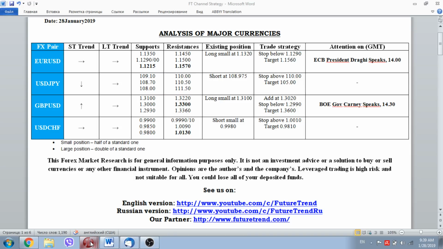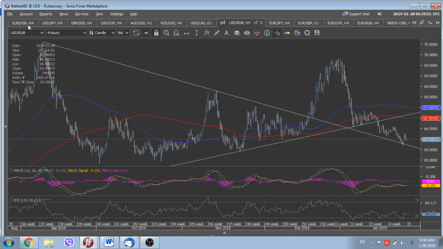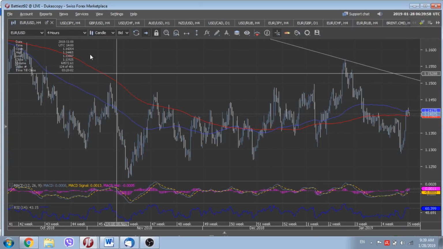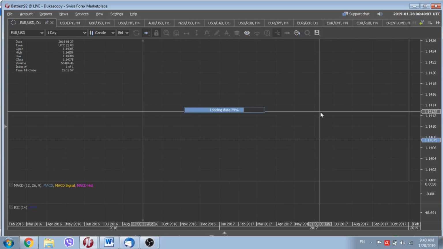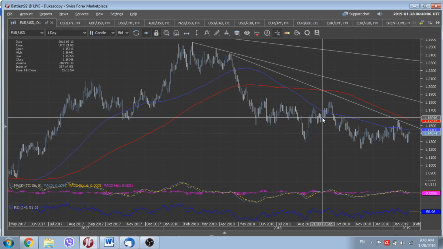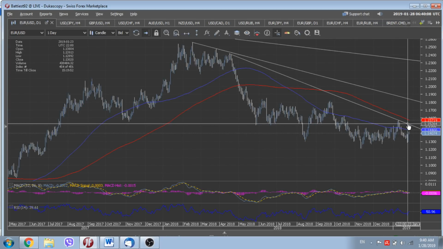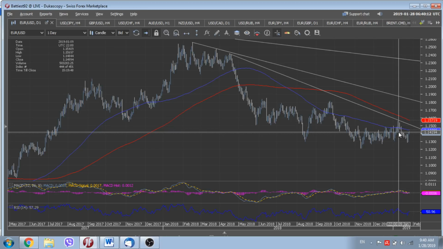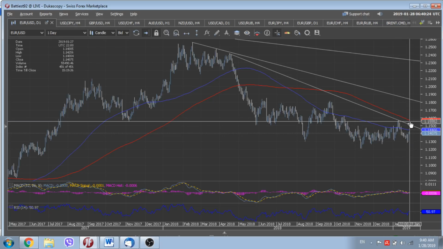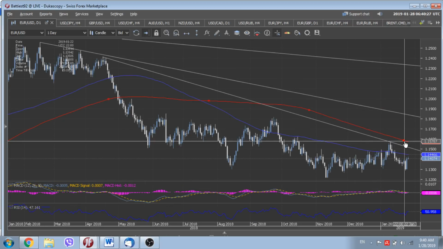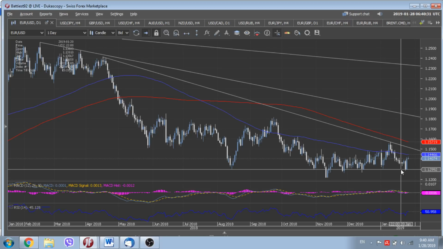Let's see the charts. For example, regarding the euro dollar, if we look at the daily chart, there is an important barrier to the upside located around the highs of January, the highs of this year. That's located around 1.1570, and not far from this level is also the so-called 200-day moving average, at the moment at 1.1572.